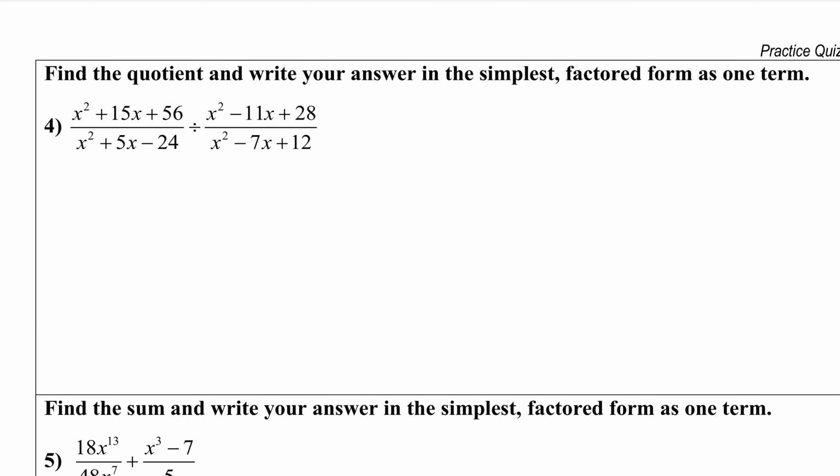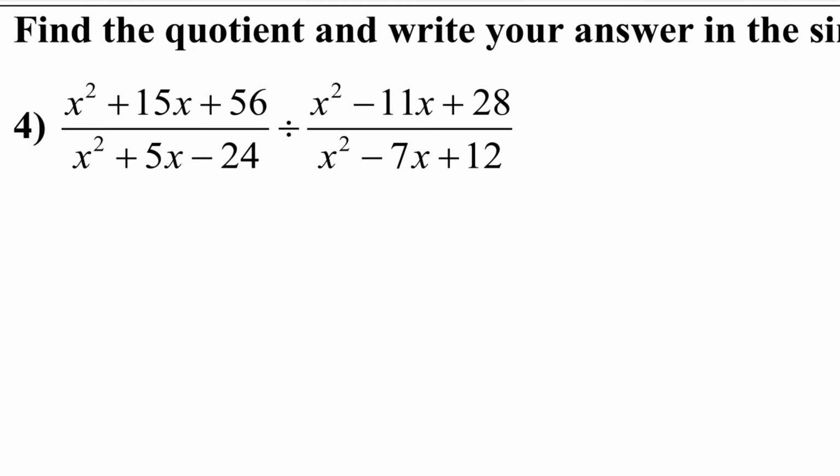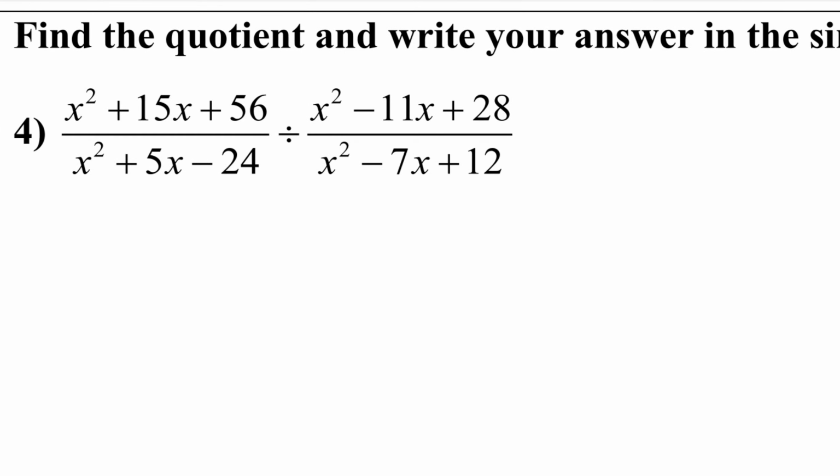Alright, number 4. Dividing. Now see, I changed it up a little bit. Notice I have all 4 are x squares, which means I have to factor all 4. But I didn't do GCF at all in this one. I did that on purpose. Okay?